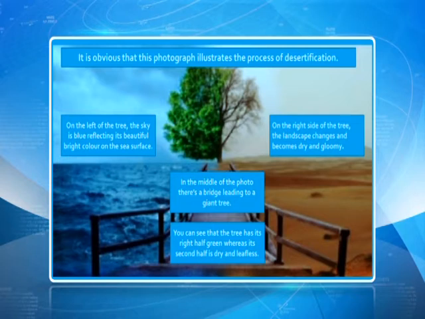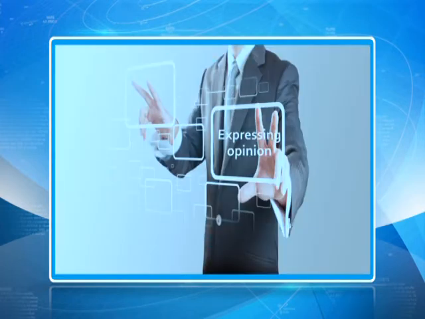So, on the right side of the tree, the landscape changes. As you can see, it's a desert, and it becomes gloomy and dry. So if you start from this side of the picture, the opposite side, then you see that there is a dry tree, and the landscape changes altogether, right? So in this exercise, we have practiced describing a picture.